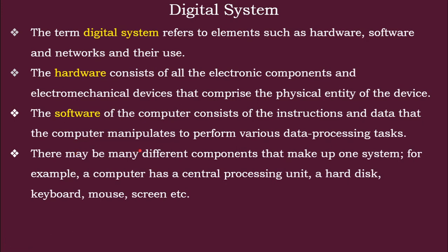There may be many different components that make up one system. For example, a computer has a central processing unit, a hard disk, keyboard, mouse and a screen. So when you say a system, the system may consist of different components. For example, a computer system consists of components such as the central processing unit, the CPU, a hard disk, a keyboard, the mouse and a screen.